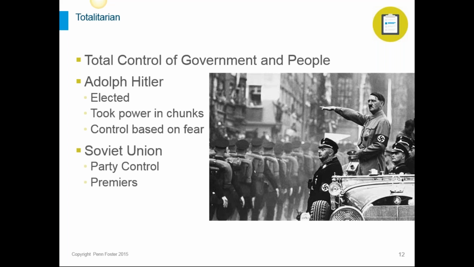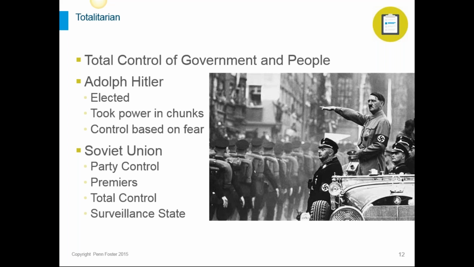The Soviet Union under communist rule is another example of a totalitarian state, in which a group of communist party leaders, part of another form of oligarchy, control the society, control the government, and then put one person in control as a premier, essentially a ruler of that government.